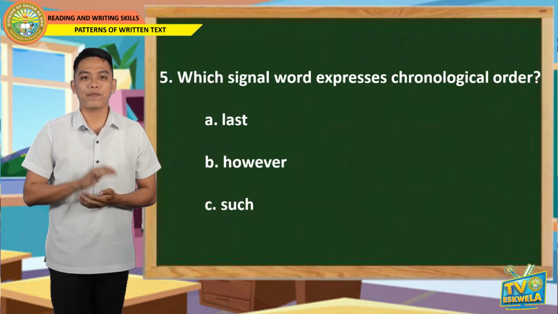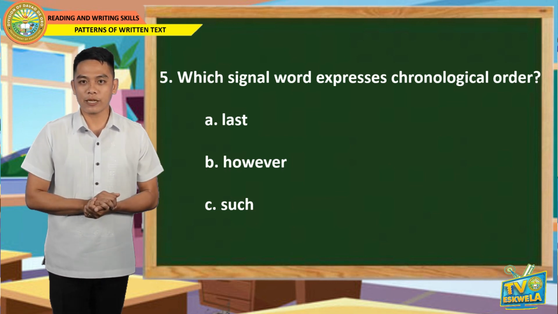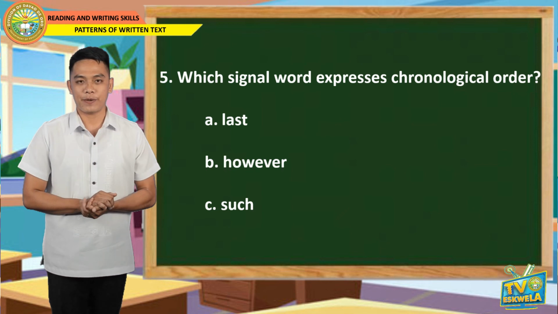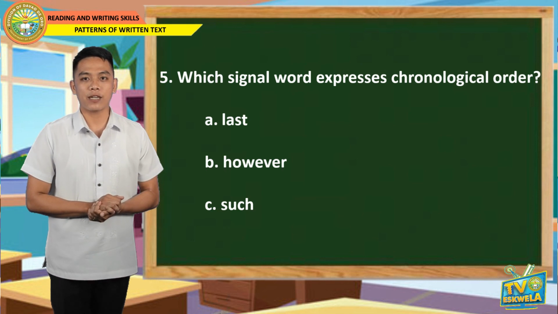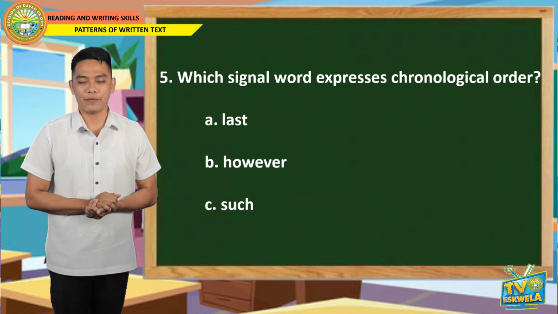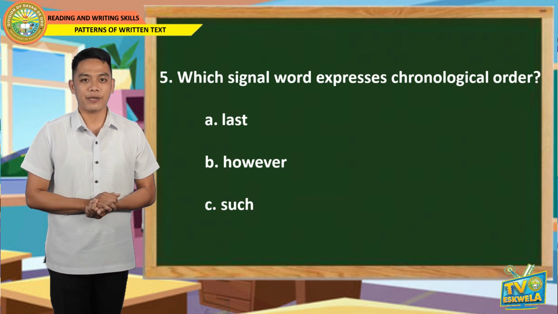Number 5. Which signal word expresses chronological order? A, last. B, however. C, such.